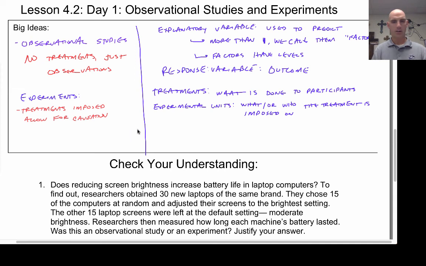And confounding variables. Confounding variables are those variables that are sort of in the background and influencing our outcomes, but we're not accounting for them. So they are variables that are not controlled that affect the outcome.